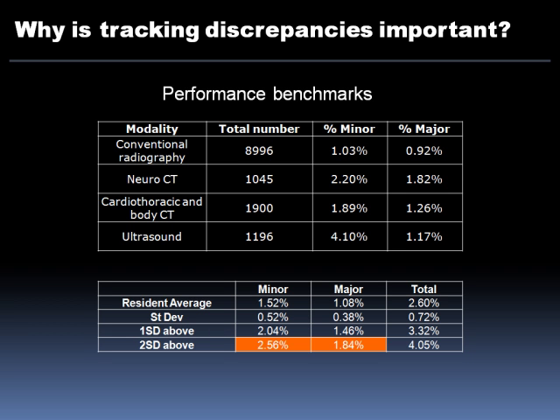So why is tracking discrepancies important in the first place? Well, resident and fellow discrepancies and discrepancy rates and performance is really the cornerstone of our quality and safety dashboard for resident and fellow performance. And it's something that has become very popular in our institution in the last couple of years. One of the things we do now is every year we establish performance benchmarks for the different modalities in terms of minor and major discrepancy rates.